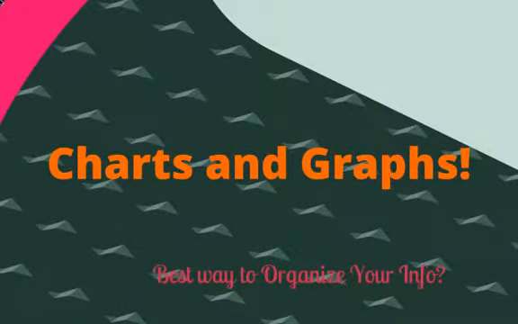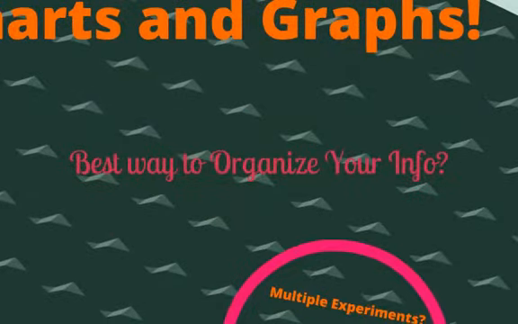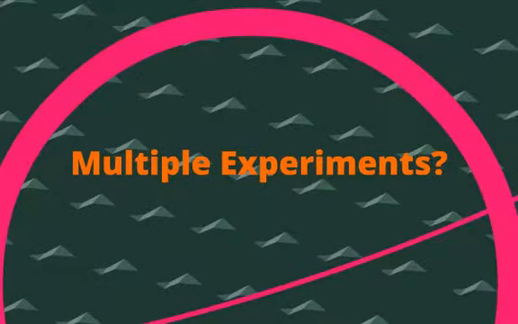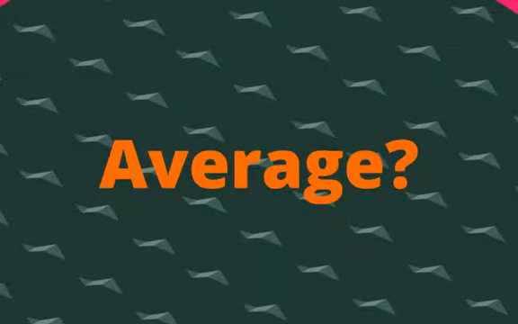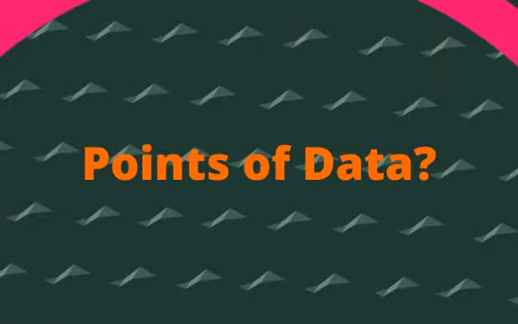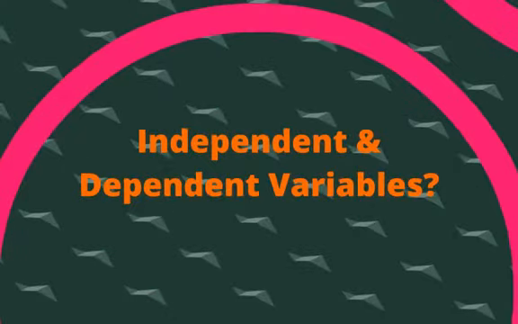Now that you have your data, let's organize our information into charts and graphs. When you begin to create your charts, ask yourself, what would be the best way to organize your information? Did you have multiple experiments? Do you need to average each of the data charts? Would it be better just to document points of data? Or maybe it would be beneficial to simply compare the dependent variable and the independent variable.